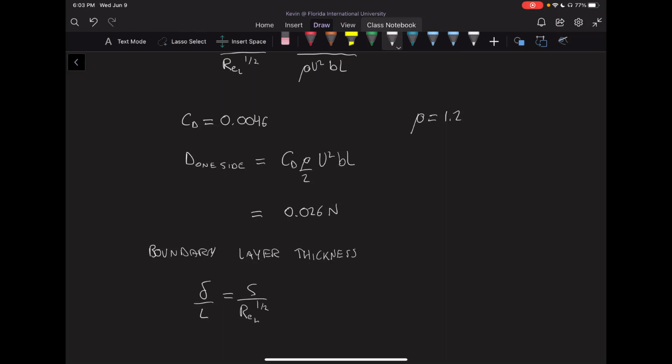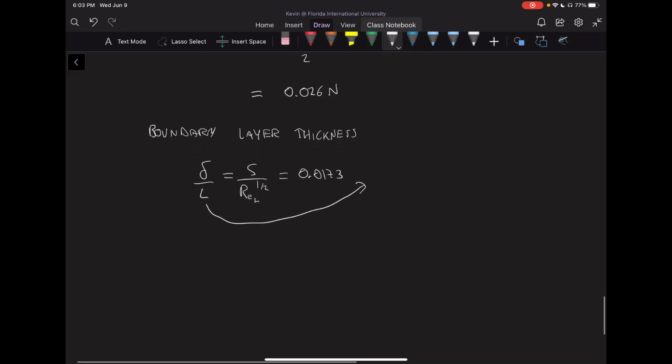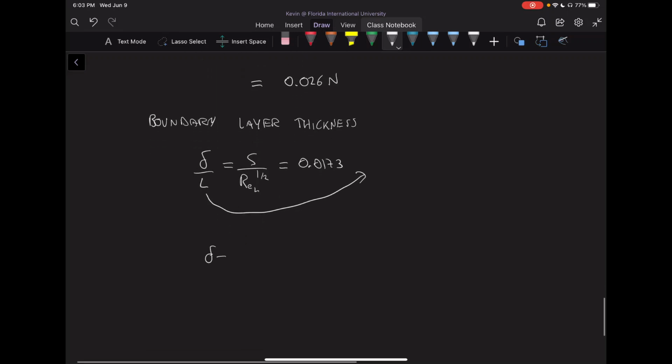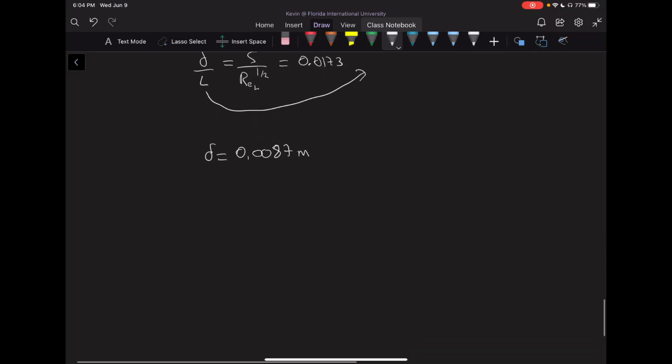And if we plug in the values, we get that this is equal to 0.0173. And don't forget to do this step. Sometimes we forget to move the L to the other side to find just delta by itself. And so delta would be equal to 0.0087 meters. Okay, for water in part B, you would repeat the same procedure.